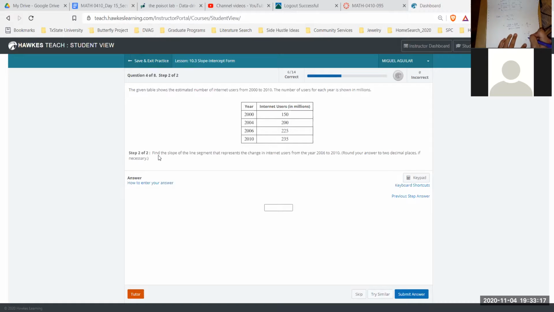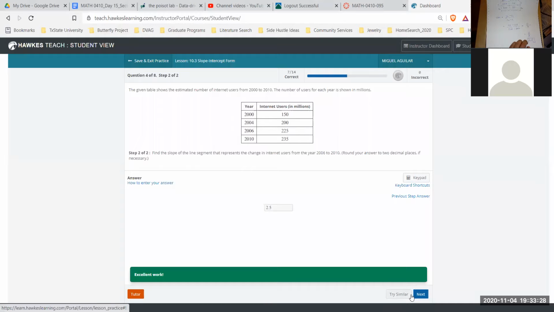Well, 2.5 only has 1 decimal place, so we don't have to worry about rounding. We can just put this in as 2.5, and then you let go and let God. You just hit that submit answer and let the cards fall as they may. And we got green, so that's correct.